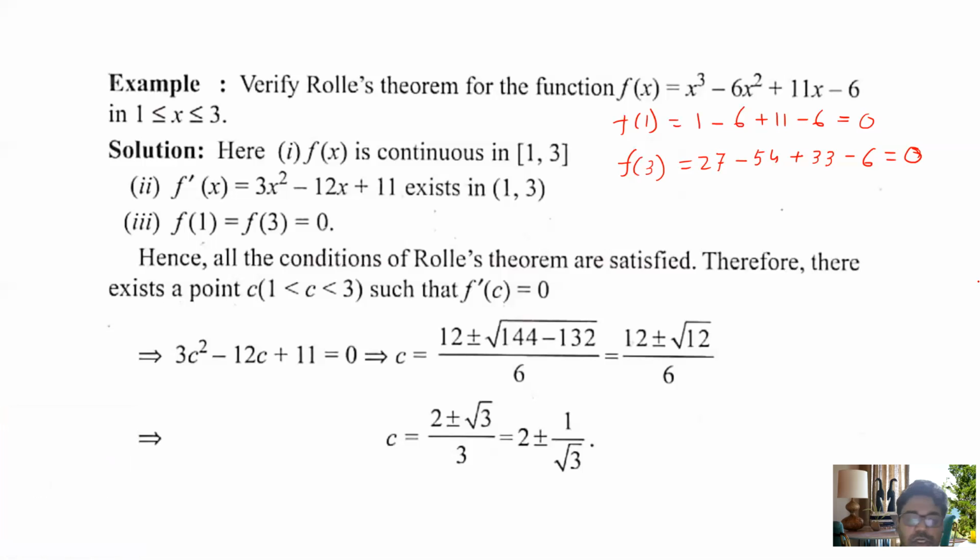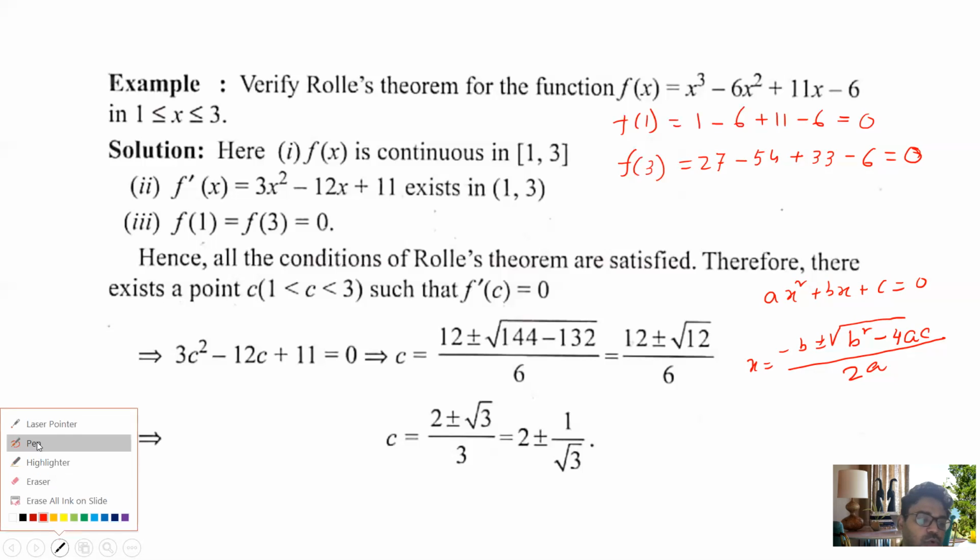What is your Sridharacharya formula? If ax square plus bx plus c is equal to 0, then x is equal to minus b plus minus root under b square minus 4ac, divided by 2a. This is your Sridharacharya formula.